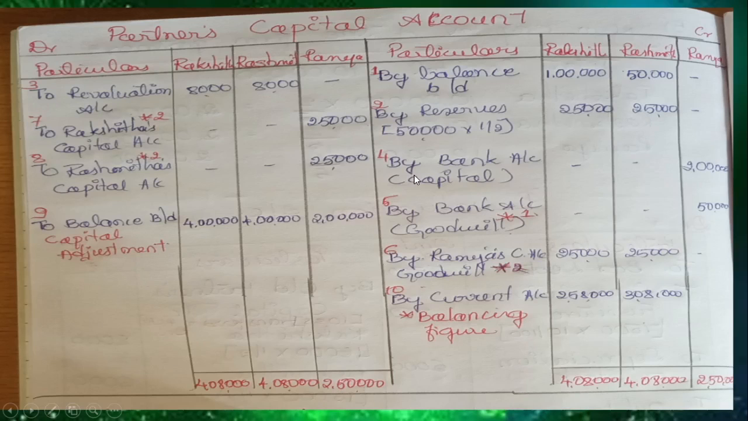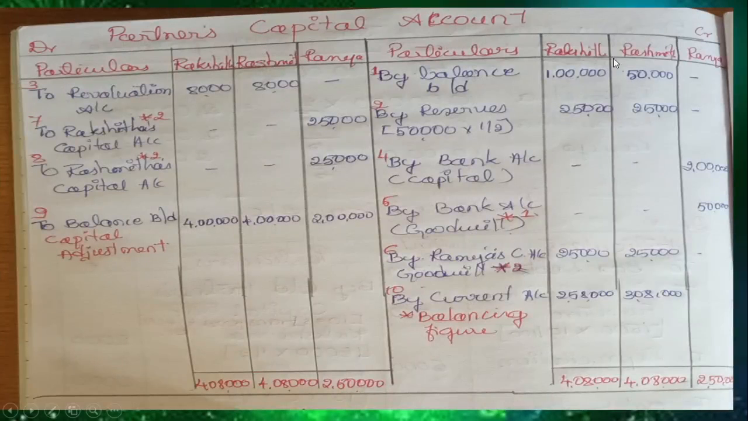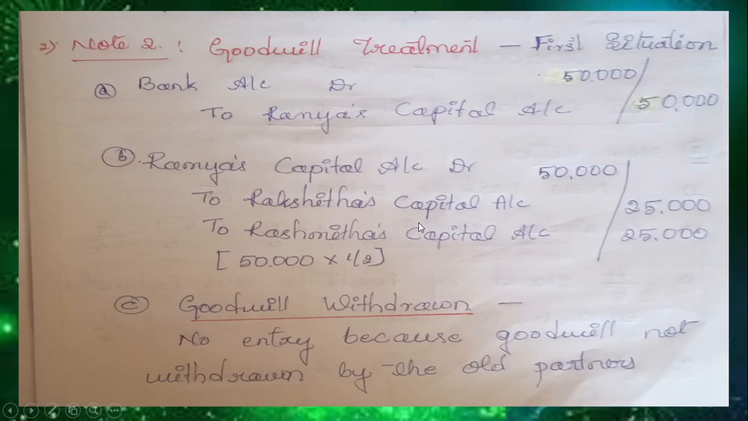And the fourth entry was for the capital brought in by Ramya. So for capital brought in, our journal entry is bank account debits to Ramya's capital account because cash inflows. So for that reason, by bank account to Ramya's capital account. And the fifth entry is for goodwill adjustment.